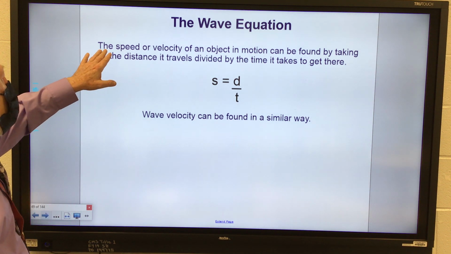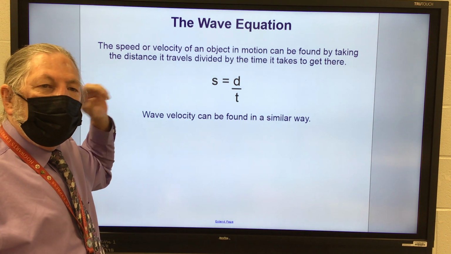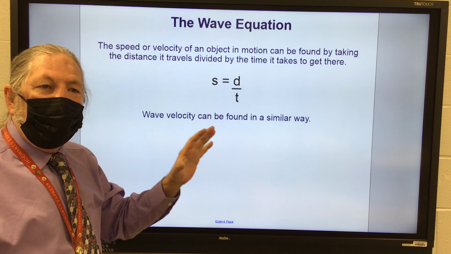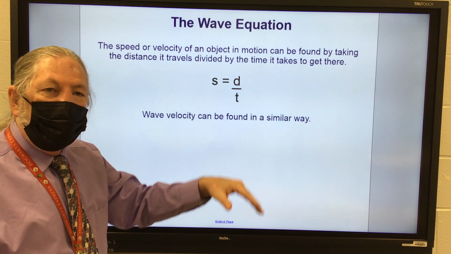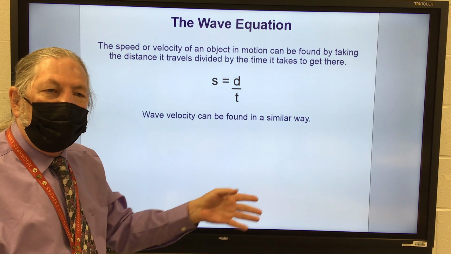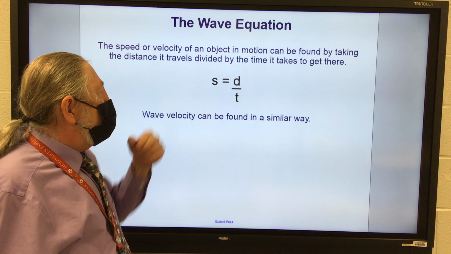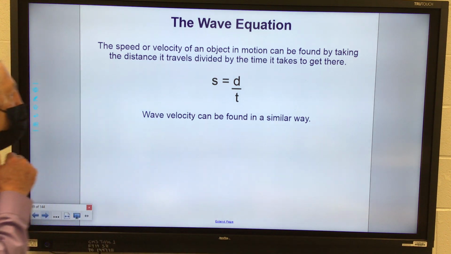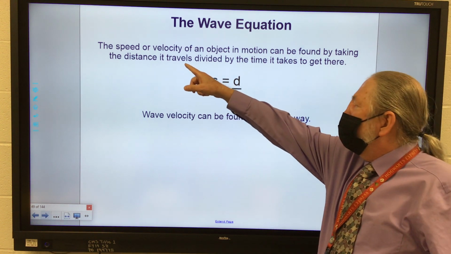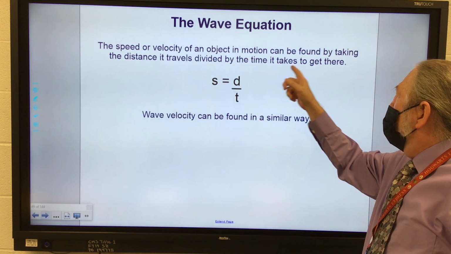Look right here. The speed or velocity. You remember what velocity is? You know what speed is, right? That's how fast something's going. Velocity is how fast something's going, but in what direction also, right? Up, down, left, right, east, west. Okay. So the speed or velocity of an object in motion can be found by taking the distance it travels divided by the time it takes to get there.